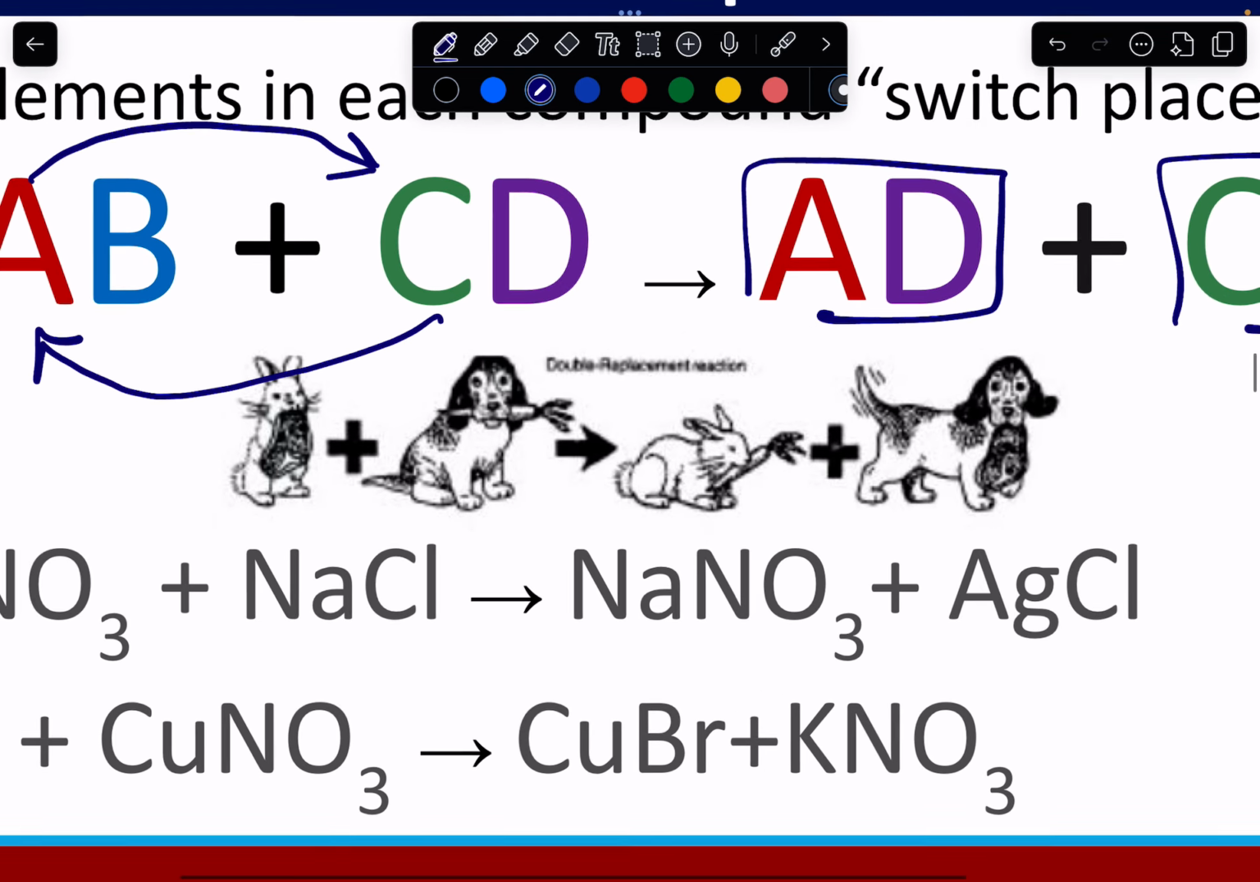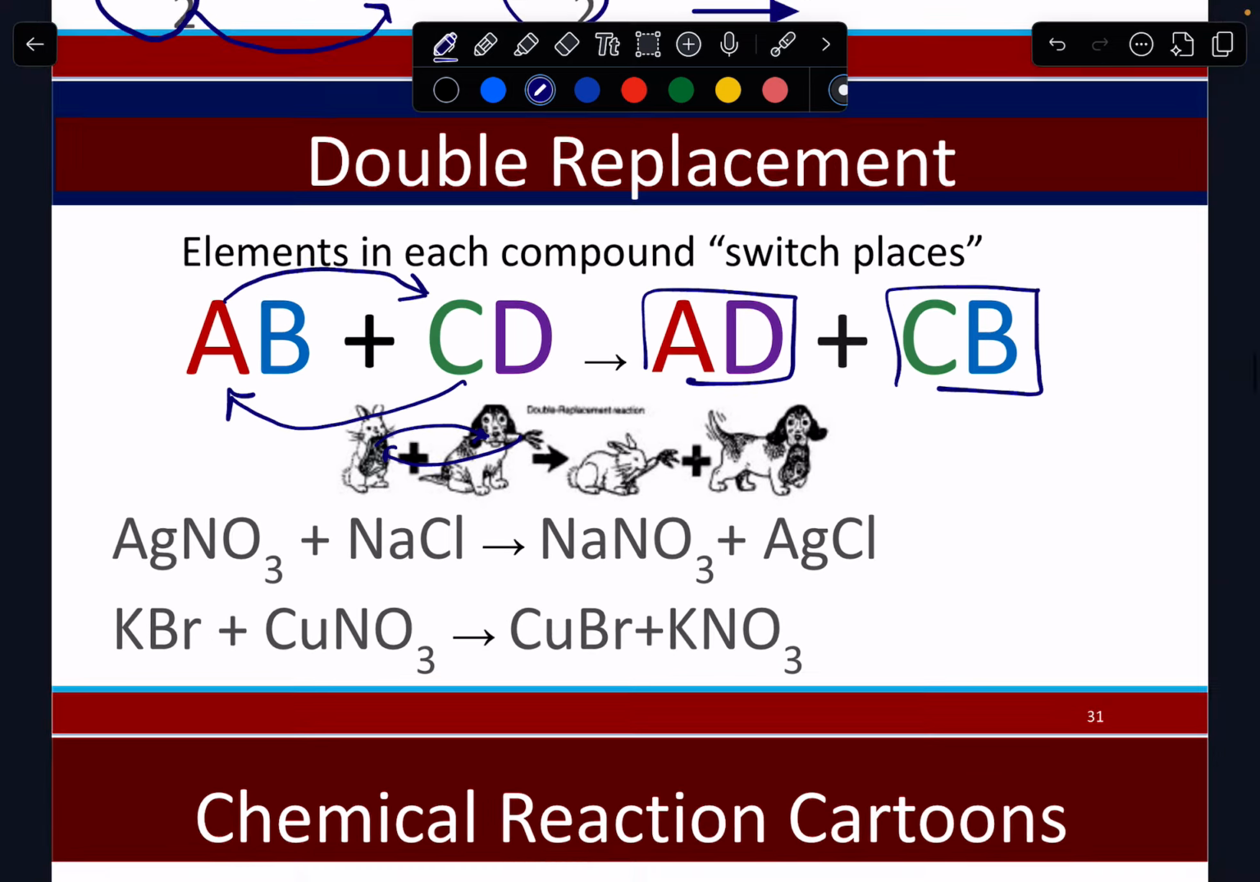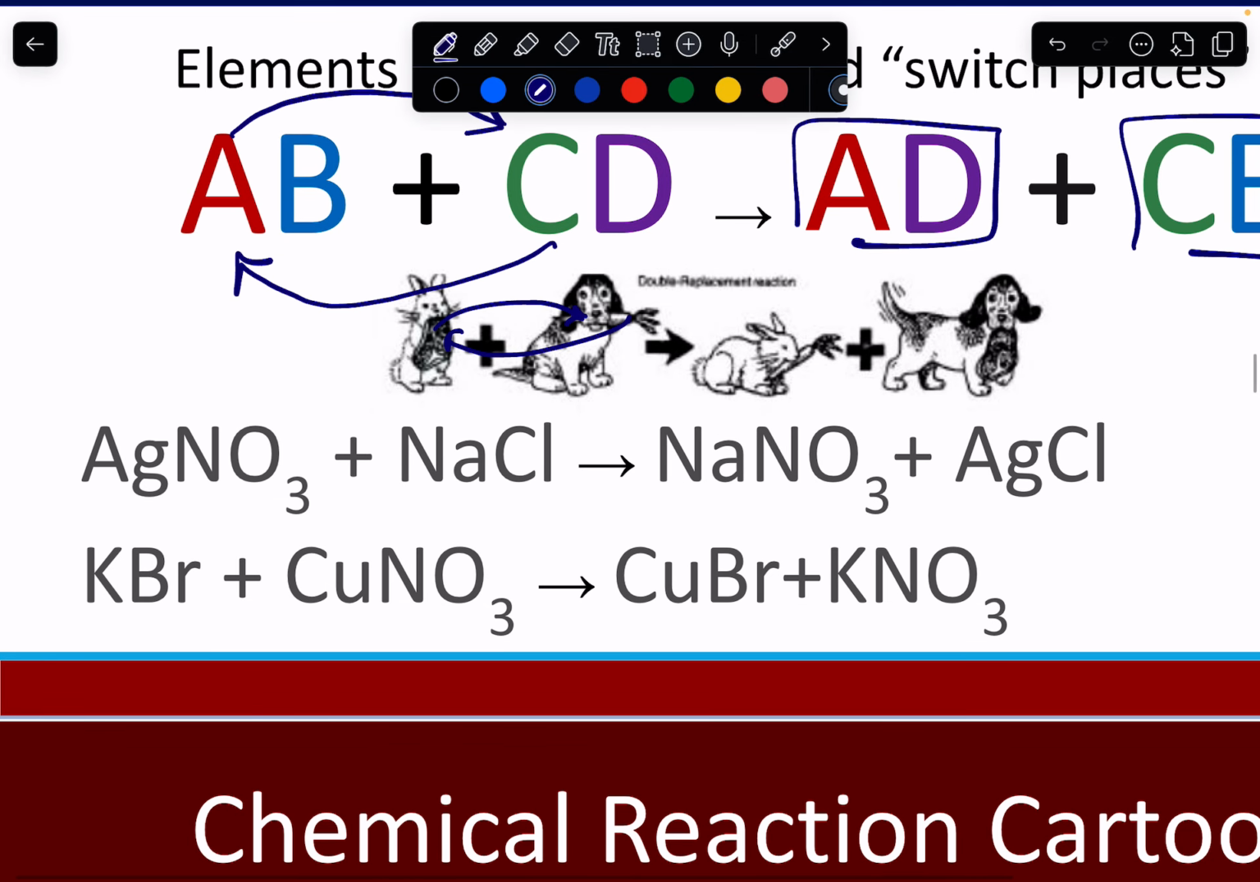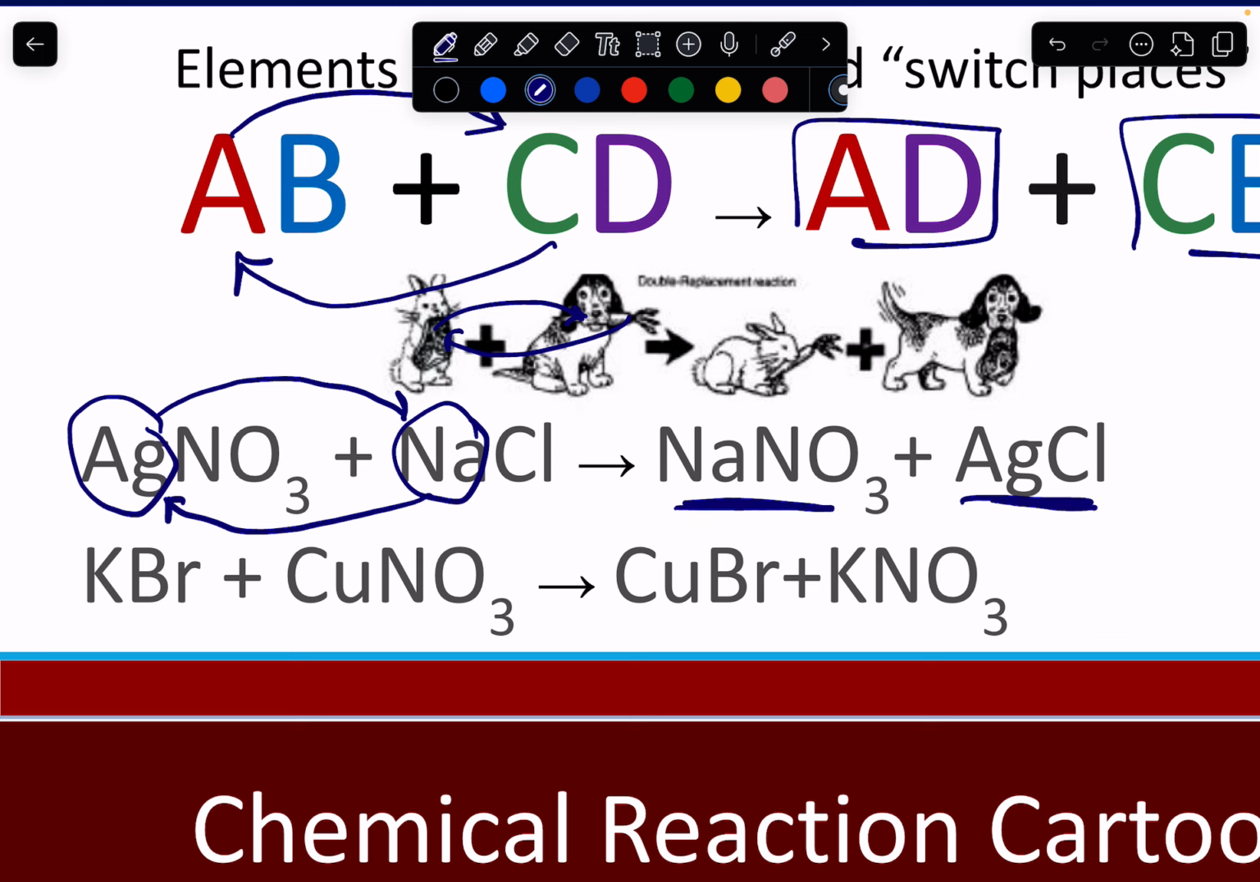So the cartoon example would be this rabbit with a steak and a dog with a carrot. Clearly, they want to make a swap, and so the carrot is going to swap over to the rabbit, and the rabbit is going to then swap the steak over to the dog. So when you look at these two examples here, the silver and the sodium chloride, those are your two positive ones. Positives will always bump out positives. And so the Ag is now going to become partners with the Cl, and the sodium is now going to become a partner with that nitrate polyatomic ion.